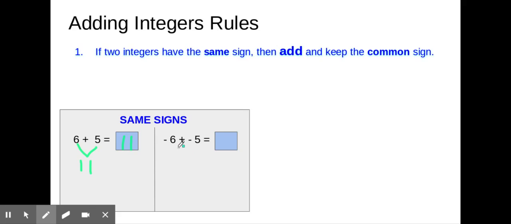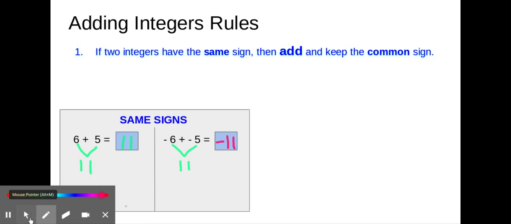Now let's look at the next one. It says negative 6 plus negative 5. Now, once again, they have the same sign. So I know all I have to do is add the absolute value of the integers together. So 6 plus 5 is 11. But this time, because my integers were both negative, I know that my answer is going to be negative. So negative 11 is my answer.